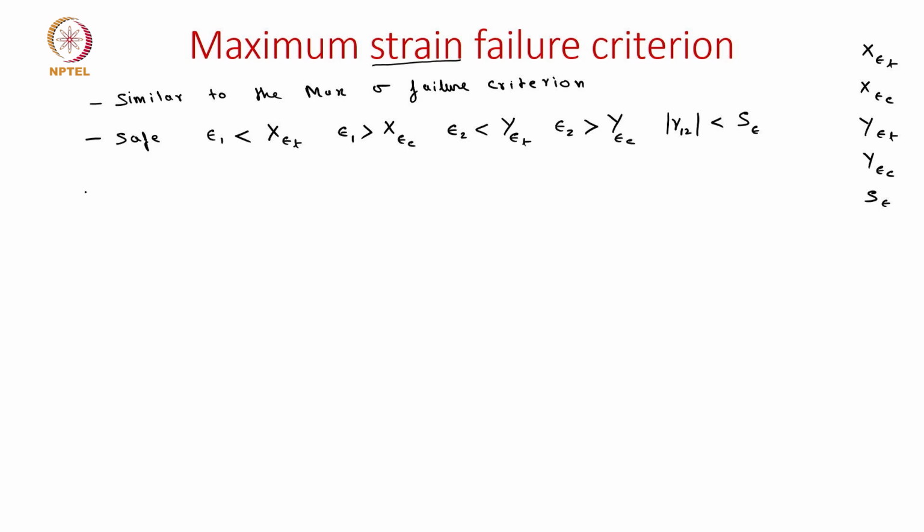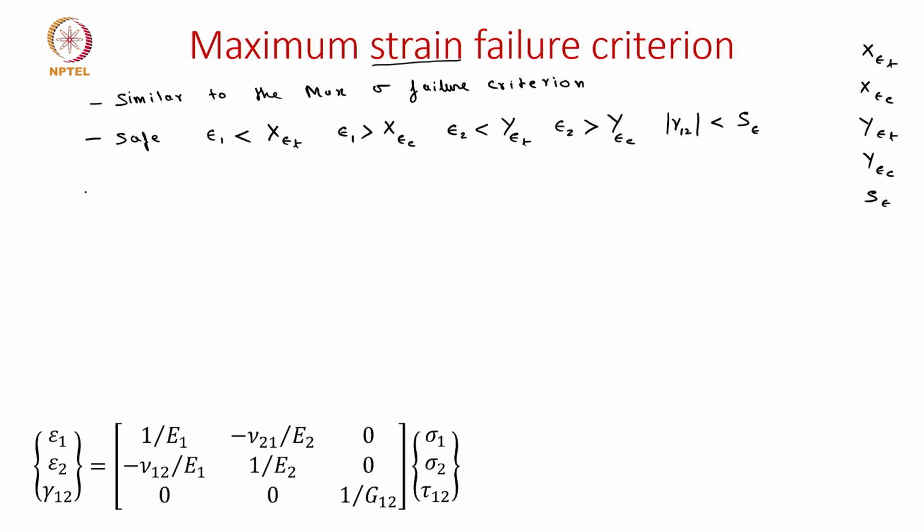First, we need to find out the strains. How do we find the strains? For this, we invoke the strain-stress relations. In the earlier videos, we showed for a specially orthotropic material the relation between the strain and the stress given by this compliance matrix. So if we now look at these expressions, how do we find epsilon 1?